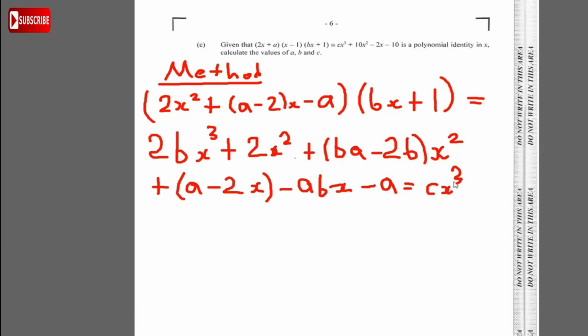So let me put it in a different color. Don't want to get it confused. So in the red is your left hand side, then over here is your right hand side, which is cx cubed plus 10x squared minus your 2x minus 10.